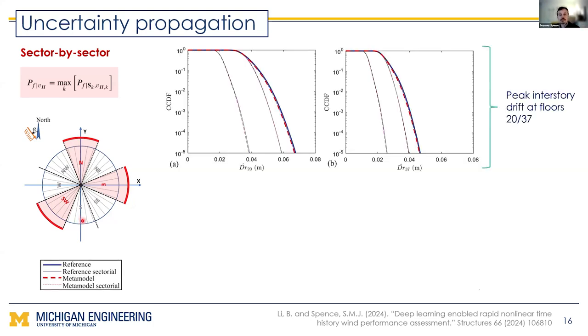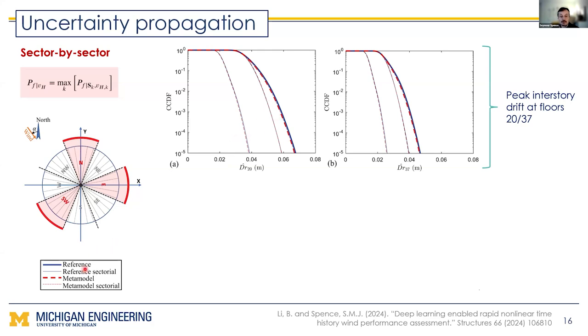So what does this end up looking like? These are distribution functions of peak interstory drift at the 20th floor and on the 37th floor. That will be on the right-hand side. So here, what we're doing is we're not assuming any distribution functions. We're just using the output from the surrogate model and constructing the distributions.